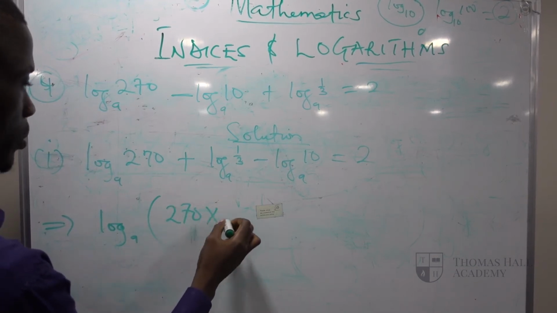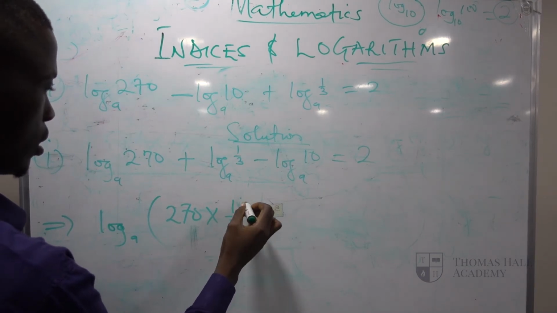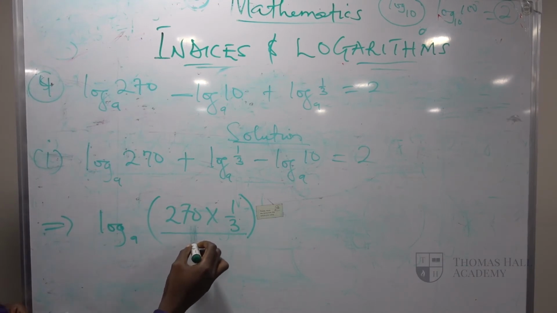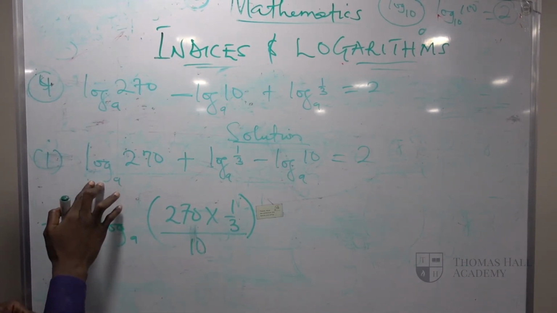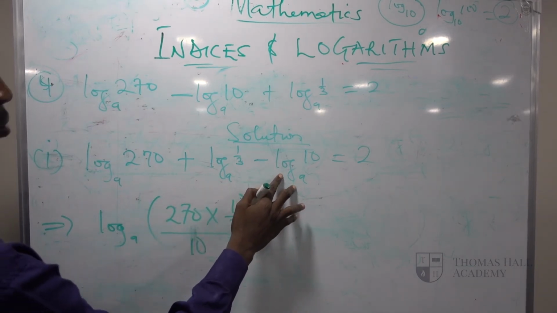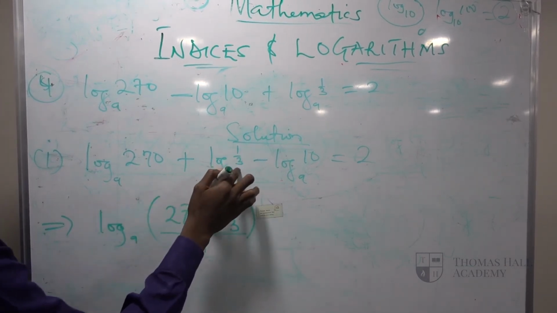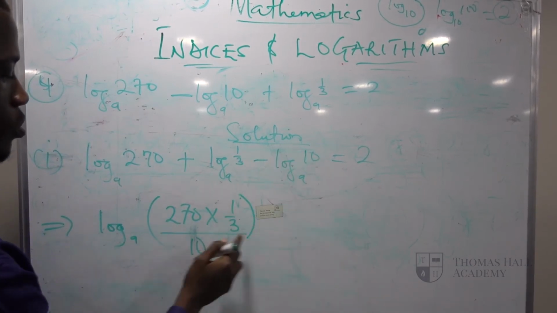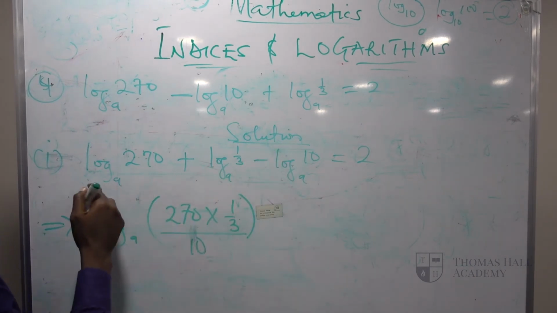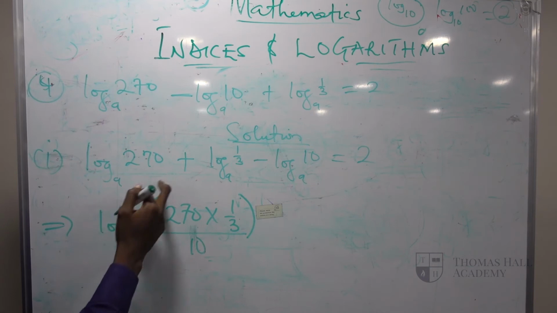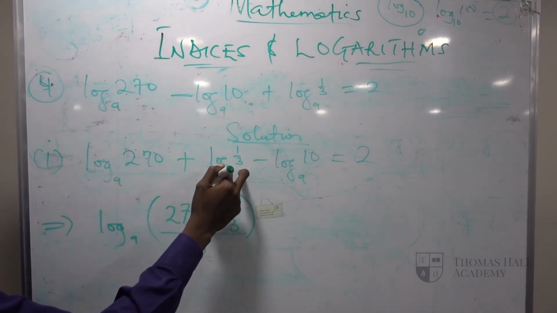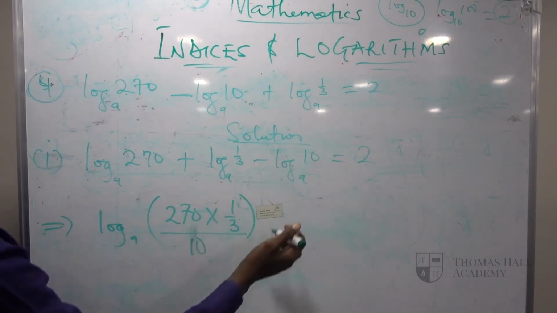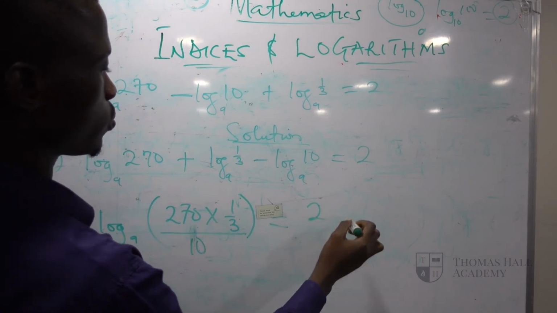270 times 1 over 3, all over 10. Log base A, log base A, log base A. So this times this divided by this. When you see the subtraction sign, you divide. So log A is what they all have in common. We are factorizing the whole of this. Log A, open the brackets, 270 times 1 over 3 divided by, because of this minus sign, 10 equals 2.